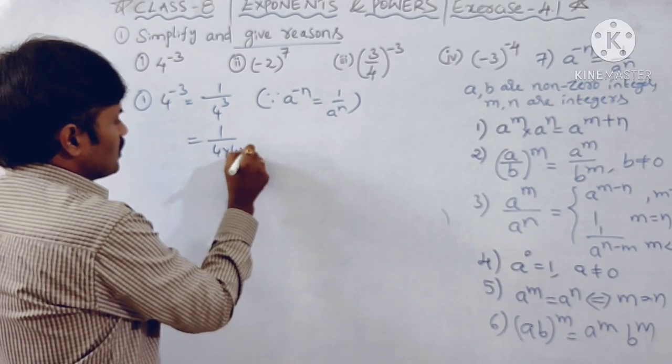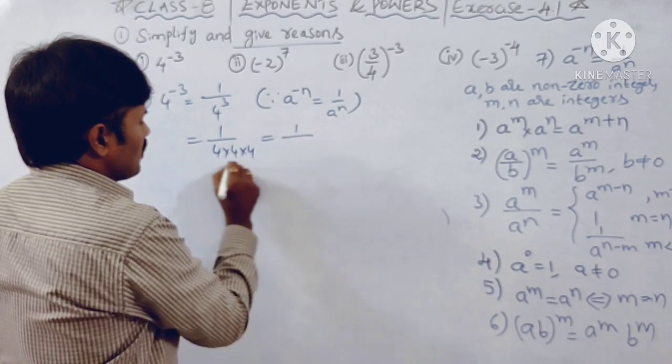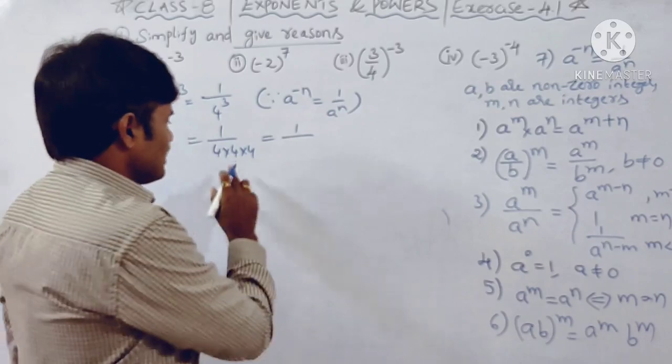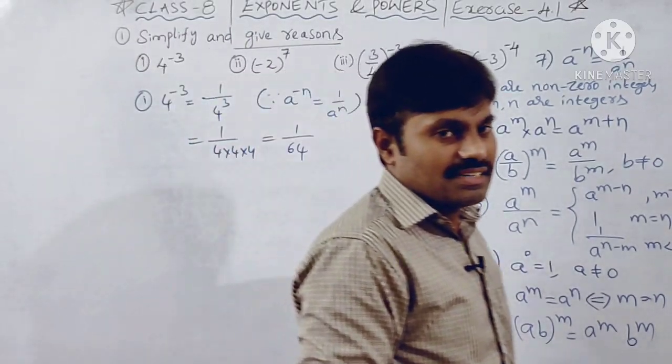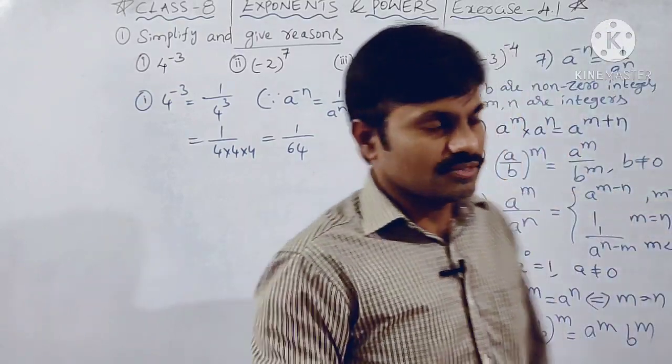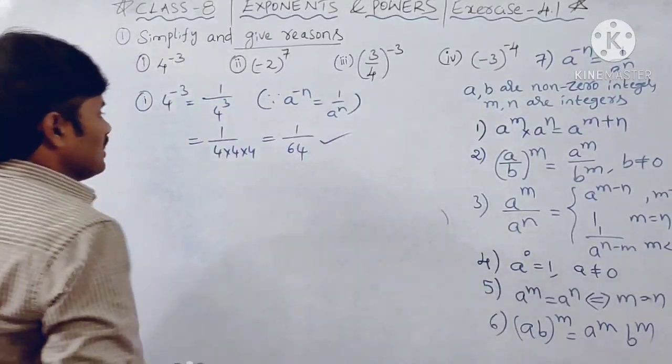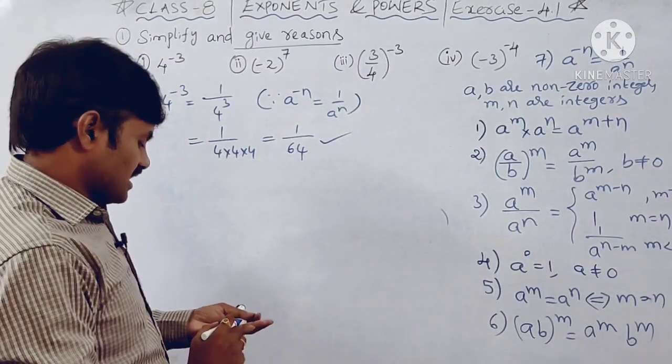4 into 4 into 4. That is equal to 4 4s are 16, 16 4s are 64. Is it clear? Okay. This is the answer. Now come to the second one.